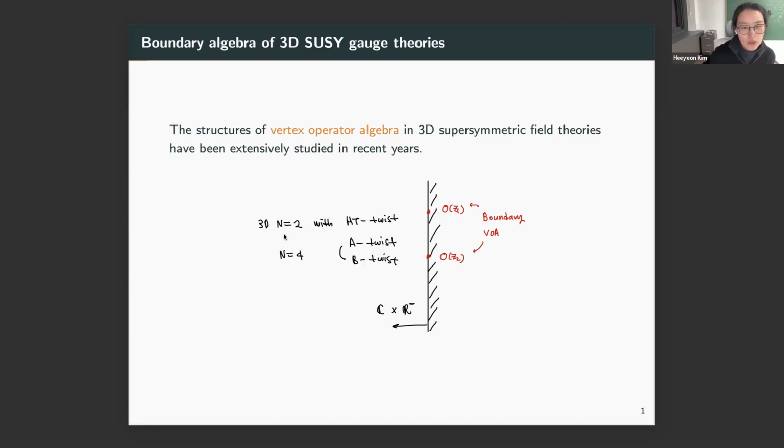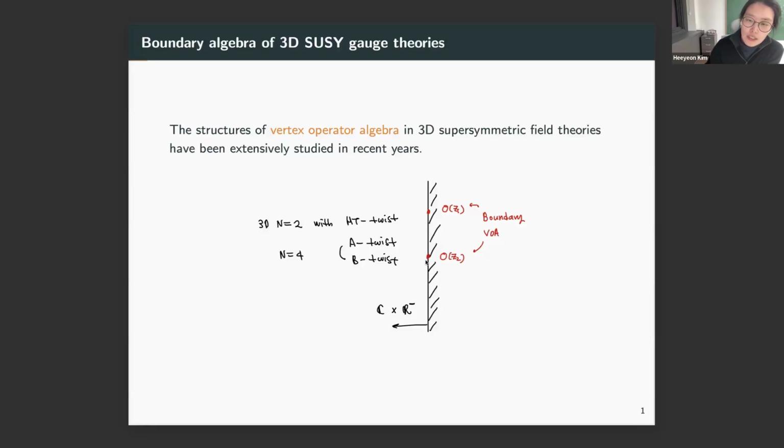For example, in a 3D n=2 theory, you can perform the holomorphic topological twist. And in an n=4 theory, in addition to it, you can also perform the topological A twist or the topological B twist to pass to the fully topological field theory in 3D. And depending on the twists, there is a set of boundary conditions that can be imposed on the 2D boundary so that it's compatible with the topological twist that you have chosen in the bulk.